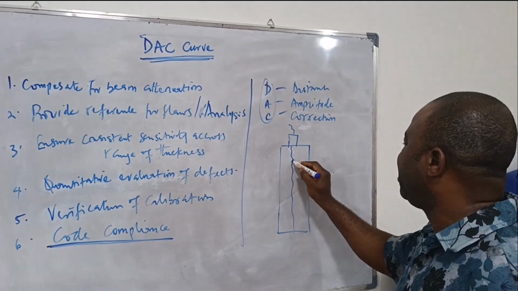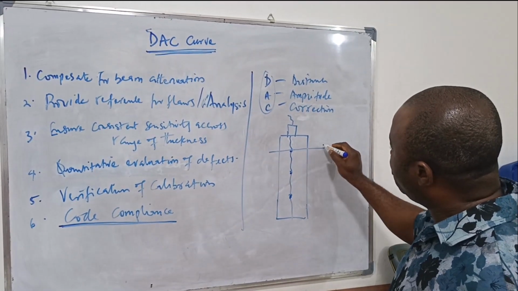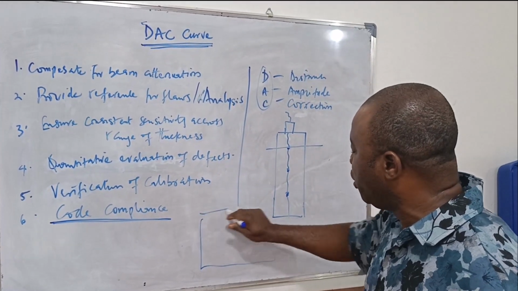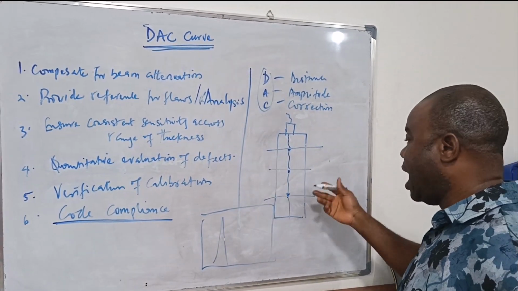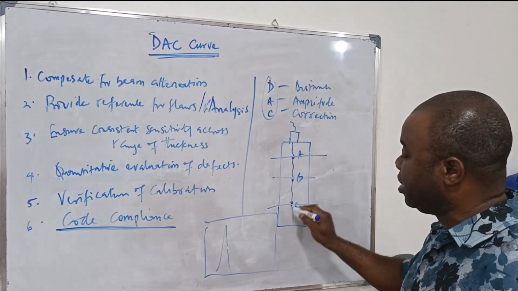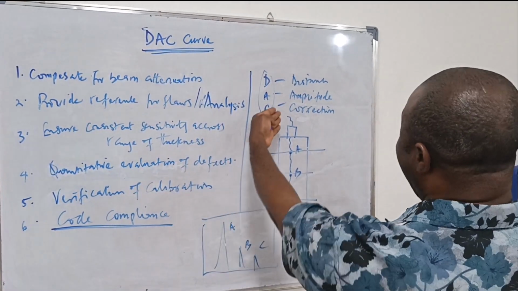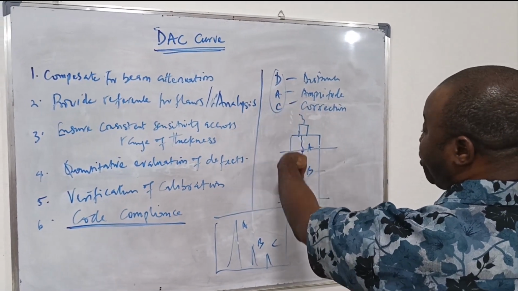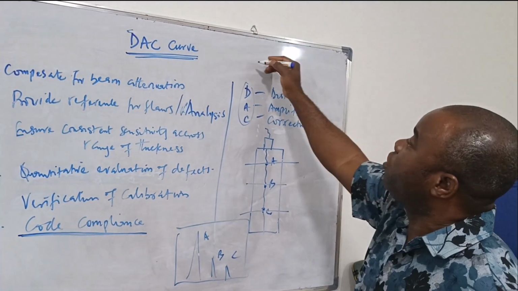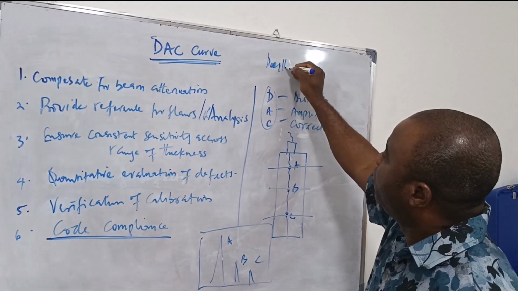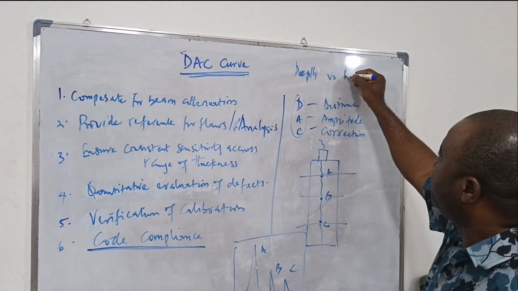So if I have an indication here, an indication here, and an indication here, because this one is closer to the surface, I am likely going to get a much higher amplitude echo compared to this one and this one. So if this is A, this is B, this is C, I'm expected to have something like this: A, B, C. It means that as the depth of penetration increases, the intensity of the ultrasound reduces. So there is a correlation between the depth of the ultrasound and the intensity.